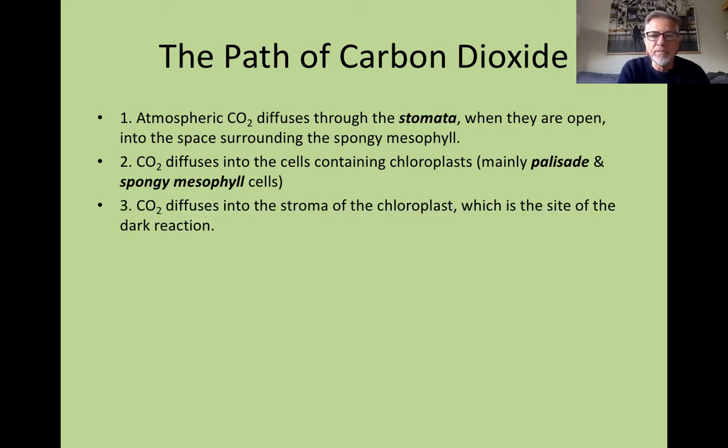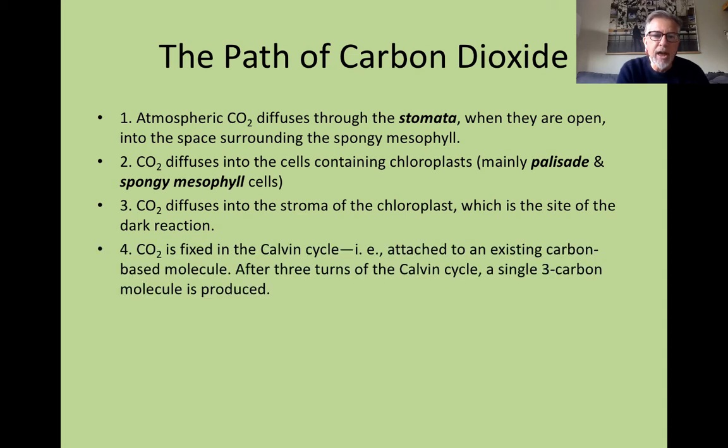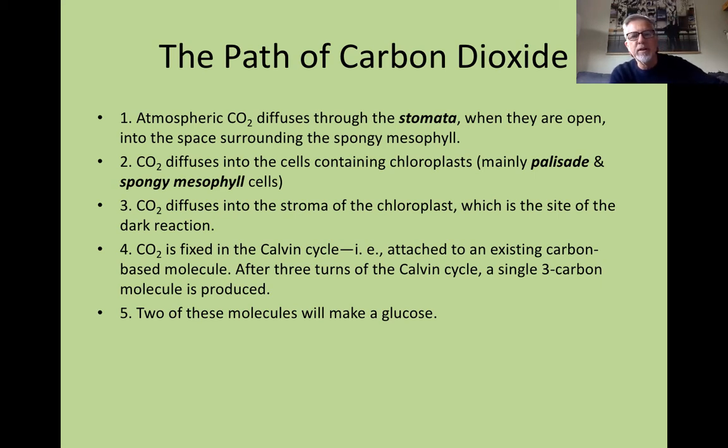The CO2 diffuses into the stroma of the chloroplast, which is the site of the dark reactions. CO2 is fixed in the Calvin cycle by attaching to an existing carbon-based molecule. We now know that after 3 turns of the Calvin cycle, one single 3-carbon molecule, G3P, is produced, and 2 of these molecules will make a glucose. So that's what you should understand about how carbon dioxide goes from the atmosphere into organic molecules in the plant.